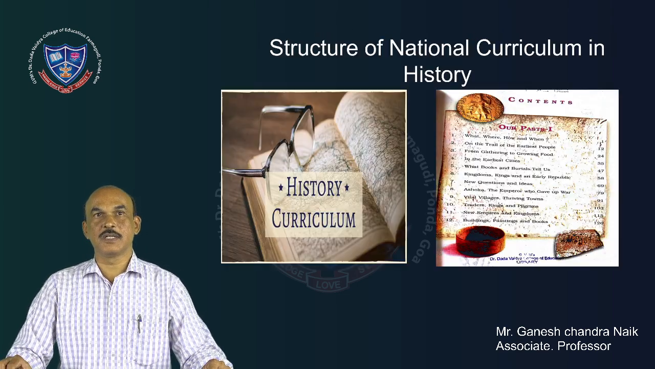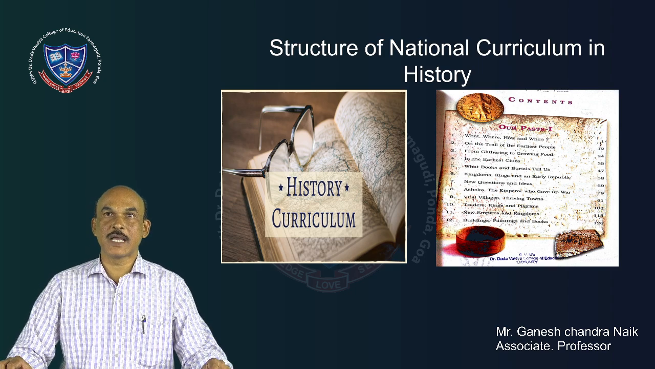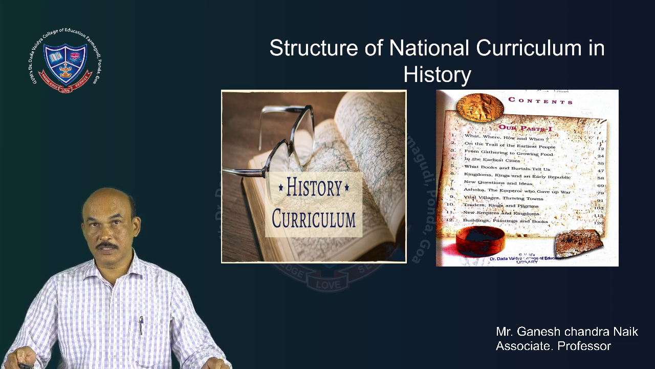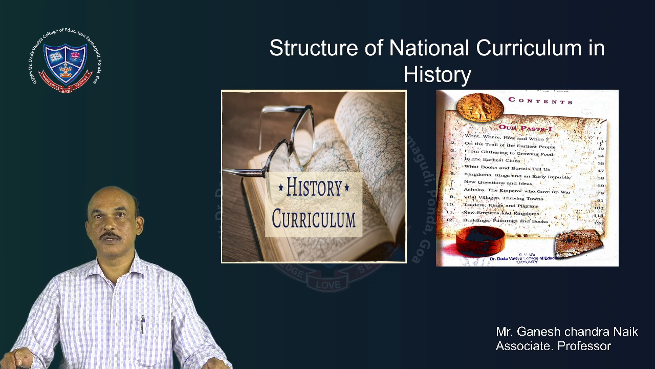Then students will study in this unit the structure of national curriculum in history. And what is national curriculum? The curriculum prepared by the NCERT from class 1 to class 12. But as far as history is concerned, under national curriculum we will study the structure, purpose and approach of designing the history curriculum from class 6 to class 10. So, as a history teacher, you must know what is taught at what level from class 6 to class 10.